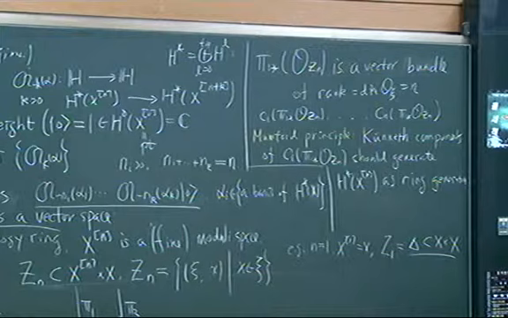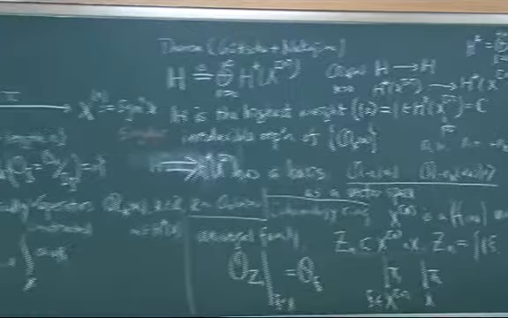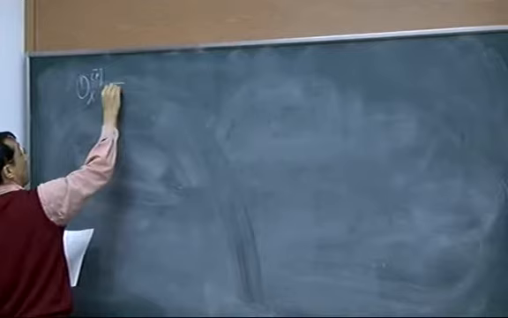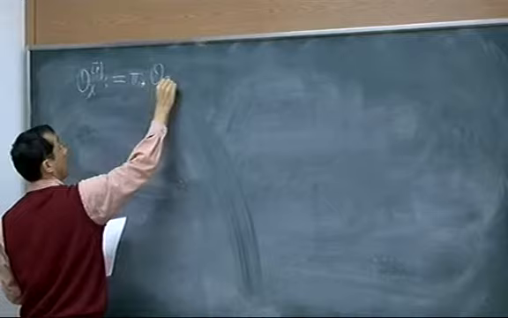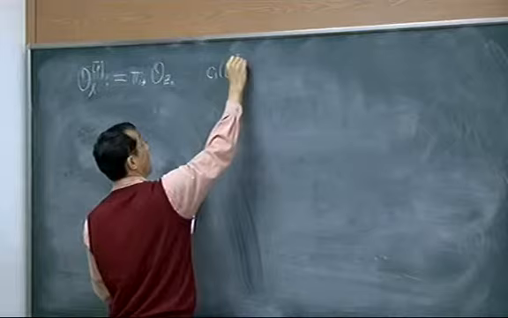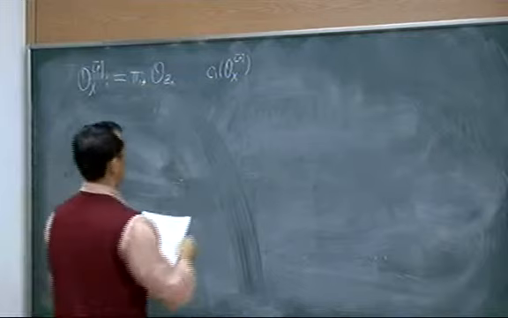Okay, so let's look at the first Chern class. Okay, the first Chern class turns out to be crucially important. So let's define, I'm going to use new notation. This stands for the push forward. Okay, so with this notation, this is a vector bundle of rank n. I can take a first Chern class. So it's a cohomology class. You can take a cup product.